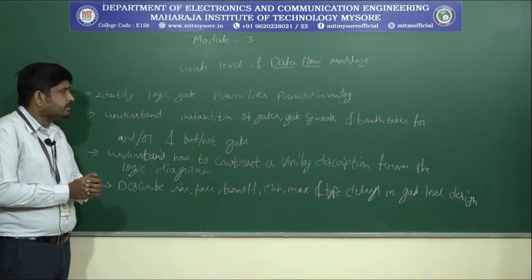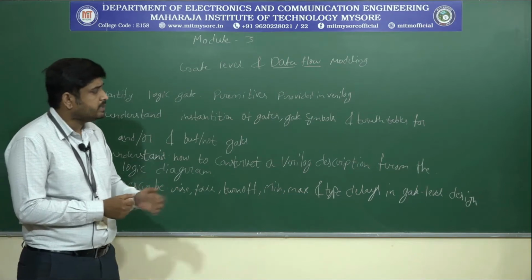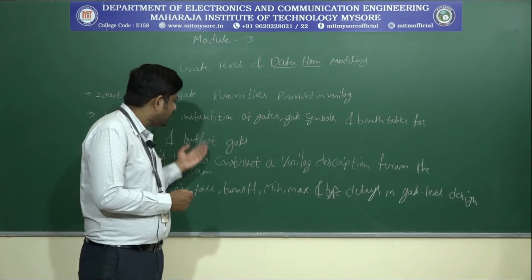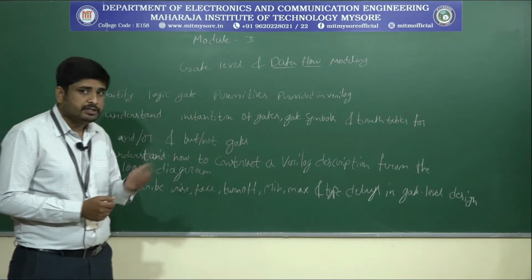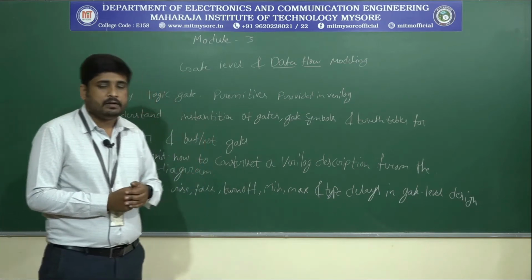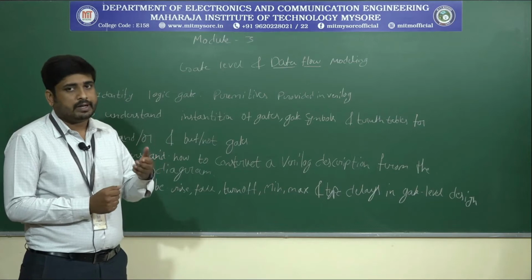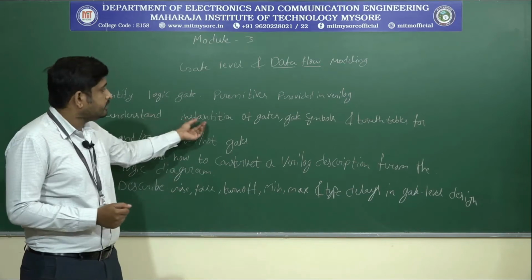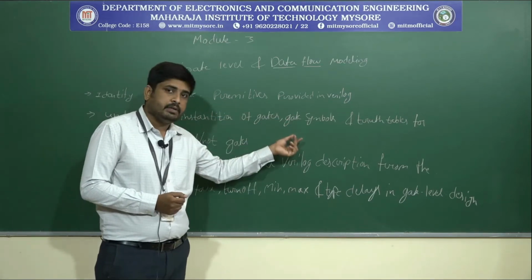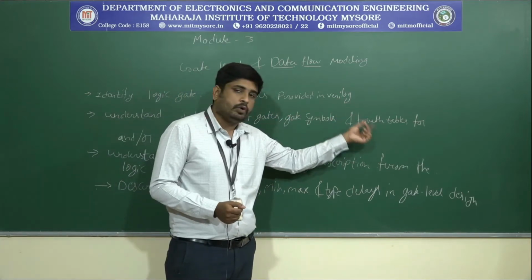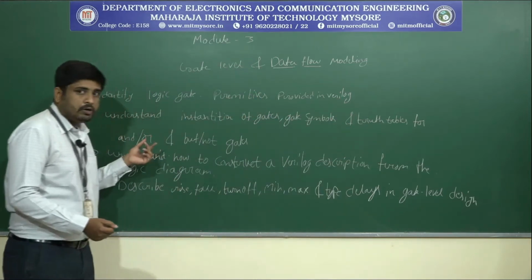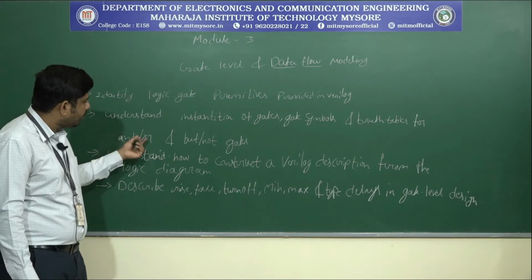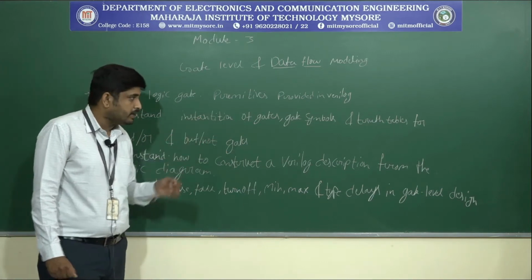The second one, understand instantiation of gates, gate symbols and truth tables for AND, OR and buf, NOT gates. The instances part we already studied in the first module, where we discussed instances as well as instantiation. Here we discuss in detail the instantiation of gates, then the gate symbol, then the truth table for AND and OR. Here the primitives are divided into two classes. The first one is AND, OR, the second one is buf, NOT. That is the second learning objective.